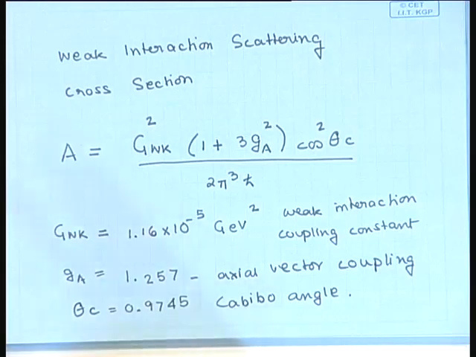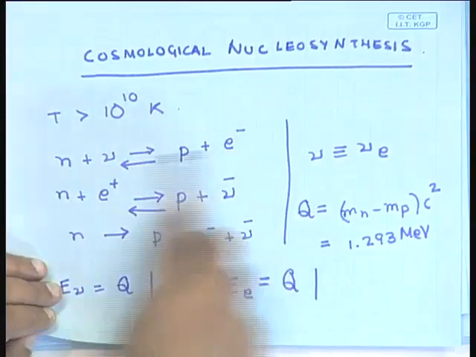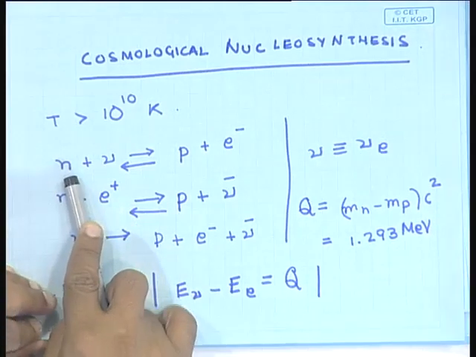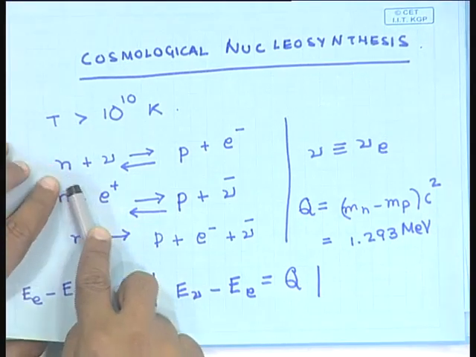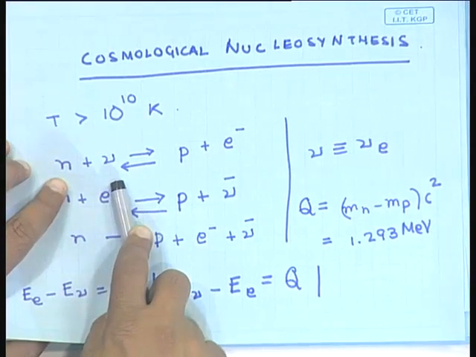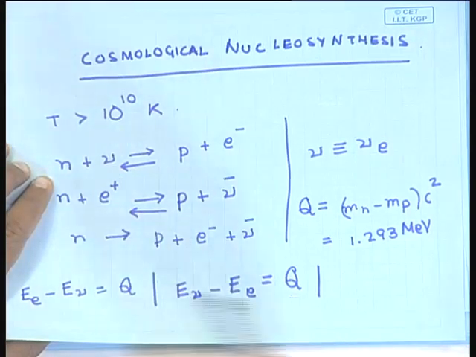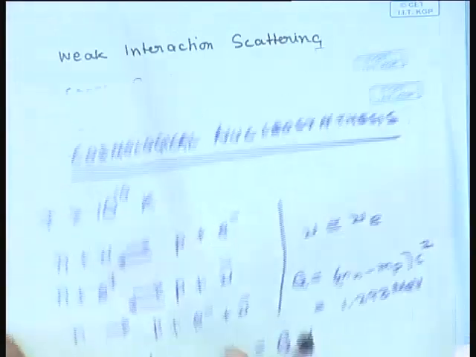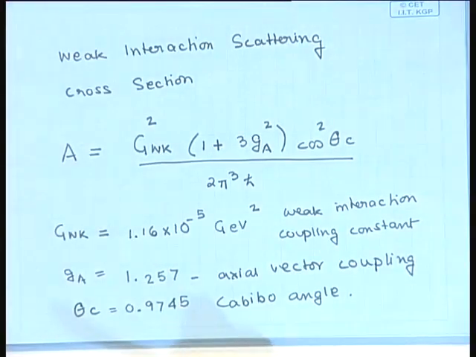So, for any one of these reactions, if you were to send one neutrino onto a neutron, then what is the probability that this reaction would occur? That is given by the scattering cross section, which has the dimension of area. So, that is there in this factor A.